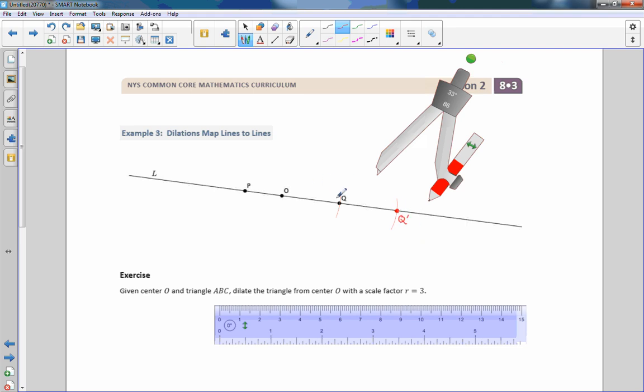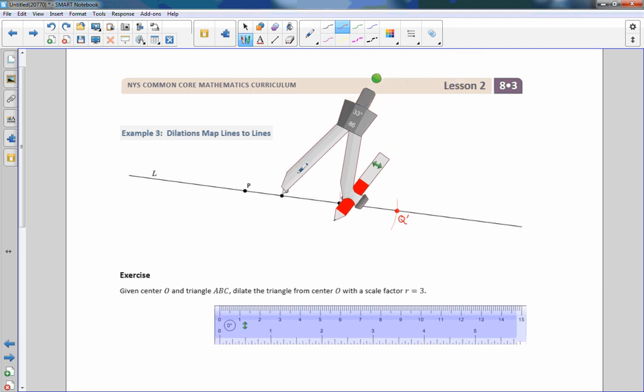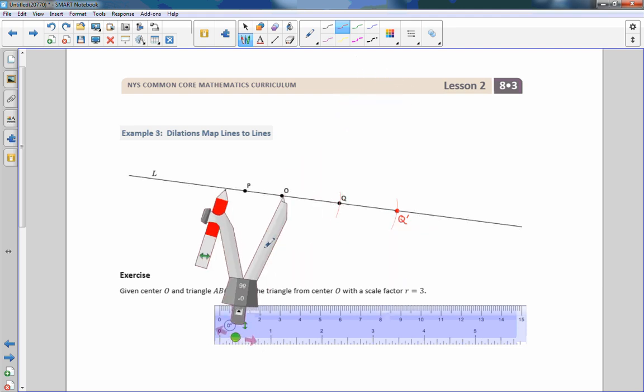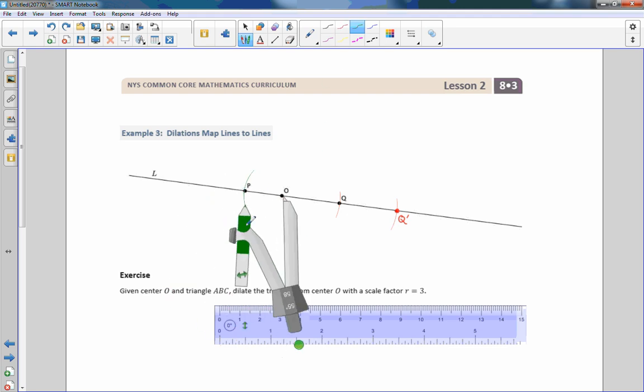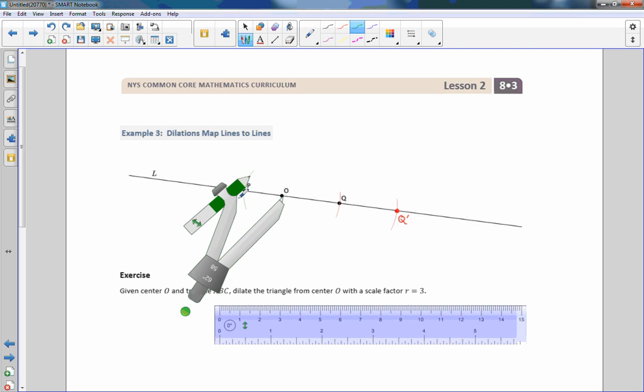So OQ times 2 is OQ prime. It's double the length. Now I'm going to put my compass back on O. I will rotate it around the other way, open it up the distance of P, and change that to green. So there is my arc to P. That's the distance from O to P.